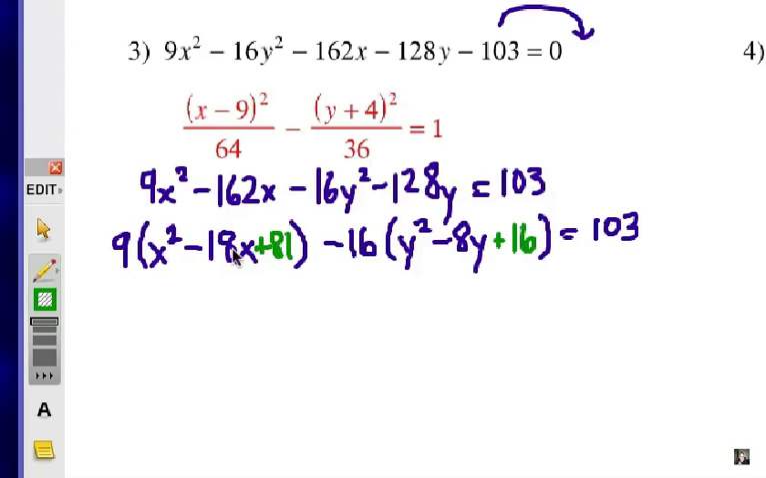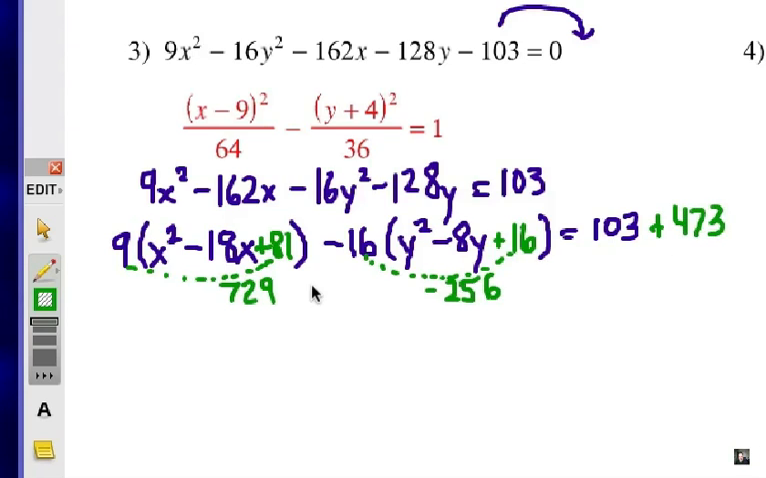All right, now the net result is we really added 729 there, because it's not just 81, it's 9 times 81, right? And we also had a negative 16 times 16, which is minus 256. Now the net result here with these two green amounts is 473. All right, want to make sure we keep it balanced. And that's kind of the trickiest part of this whole thing, is to keep track of what you're really adding in there to complete the square.